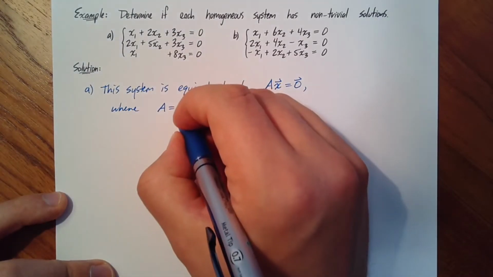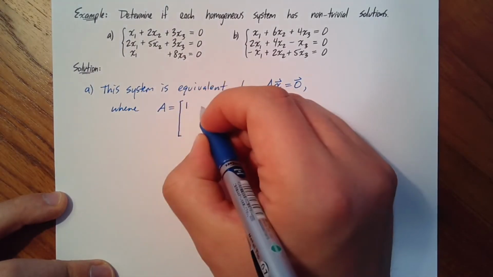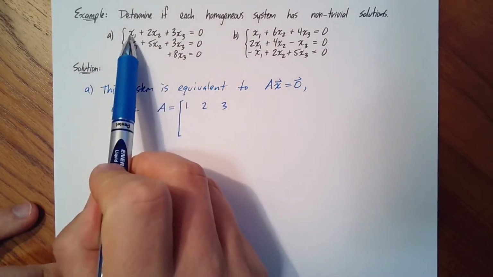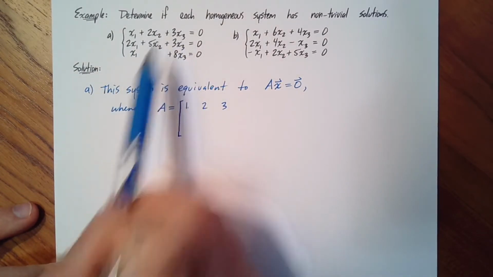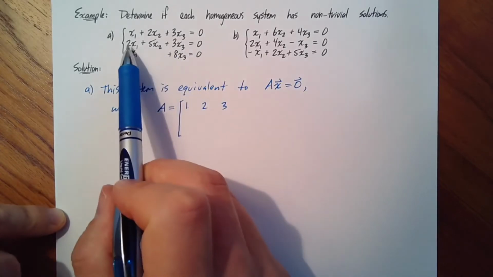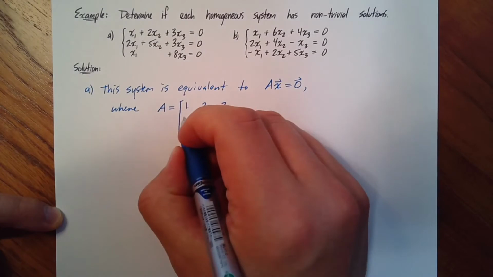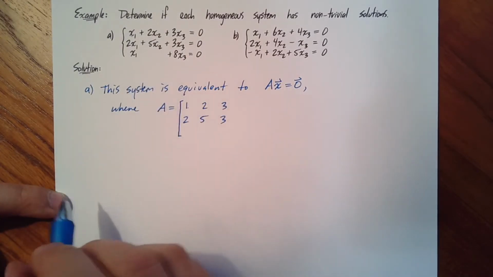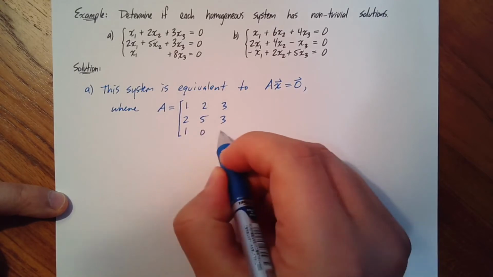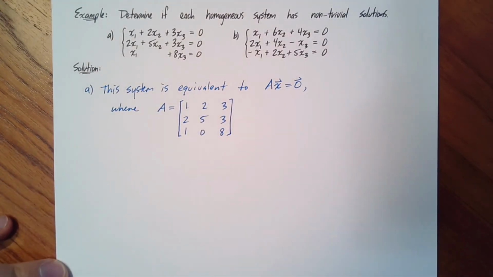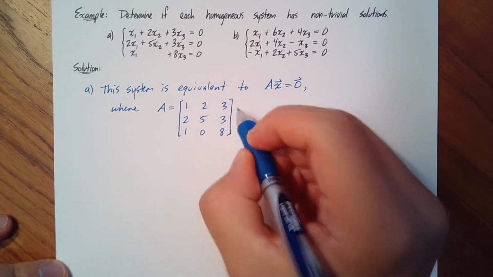It's going to be 1, 2, and 3. Really, those are just the coefficients of the variables in the first equation. The second row will be the coefficients of the variables in the second equation, so you'll have 2, 5, and 3. And then the third equation will have coefficients 1, 0, and 8. So what do we know about this matrix?